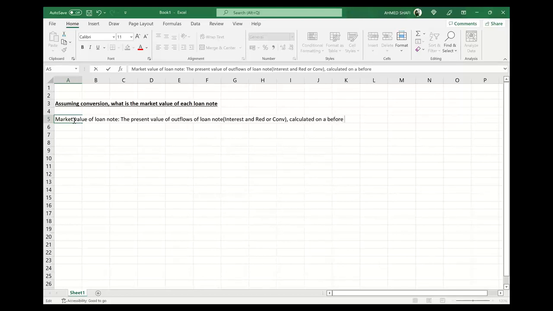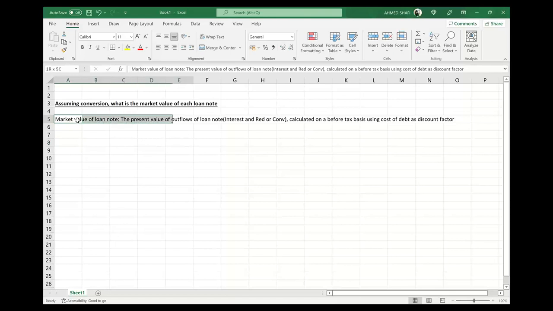Calculated on a before tax basis, using cost of debt as discount factor. If anyone doesn't know this thing, I suggest them to please learn this. This is a very important 2 marks area. It always comes in the exam.